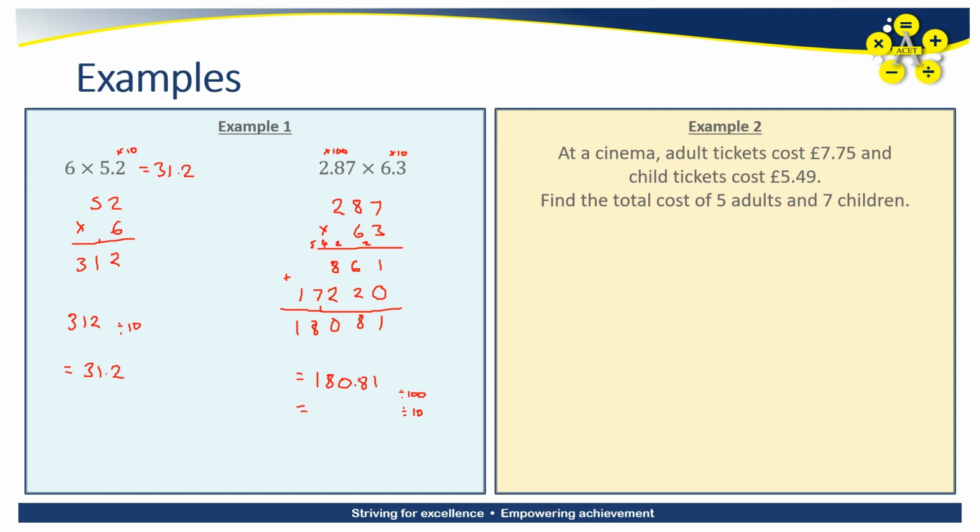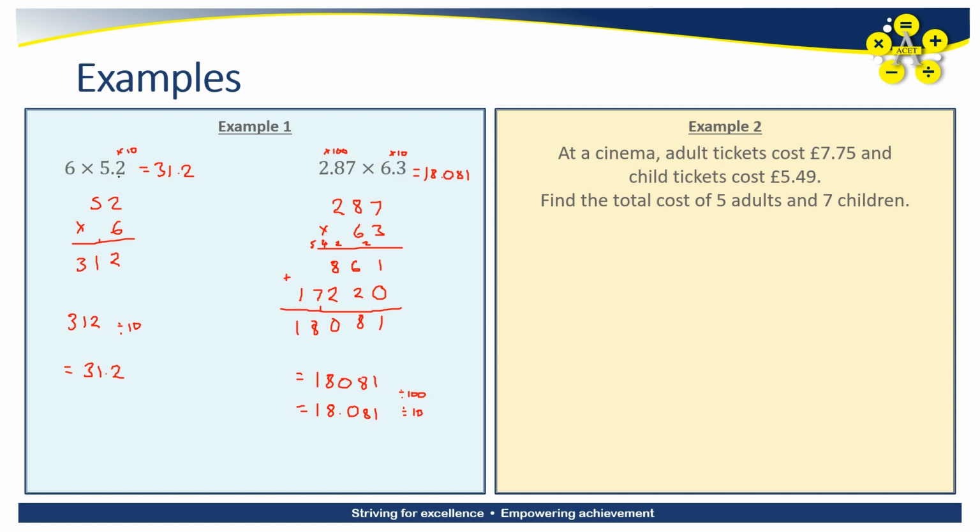Divided by 100, it's going to move me 2 place values down, so it's going to be 180.81. And then I'm going to divide by 10 again. It's going to give me a solution of 18.081. So 2.87 times 6.3 is 18.081. Now, a little trick that might support you when we're trying to figure out where the decimal place goes back in is to consider how many decimal places there are in the question, because we should have the same amount in our answer.